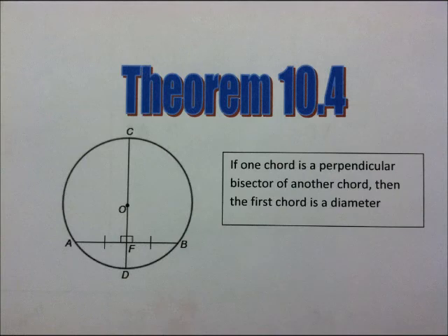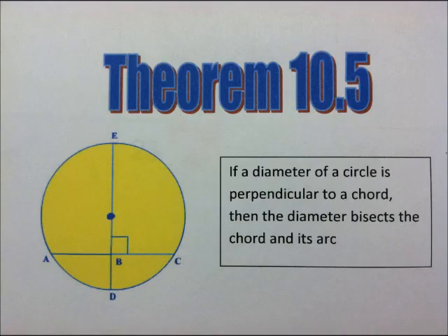Theorem 10.4 states that if one chord is a perpendicular bisector of another chord, then the first chord is a diameter. We could use this theorem to help us find diameters while searching for the circle dealer. I often get Theorem 10.4 and Theorem 10.5 confused, but Theorem 10.5 says that if a diameter of a circle is perpendicular to a chord, then the diameter bisects the chord and its arc. Oh yeah, okay, I remember now.